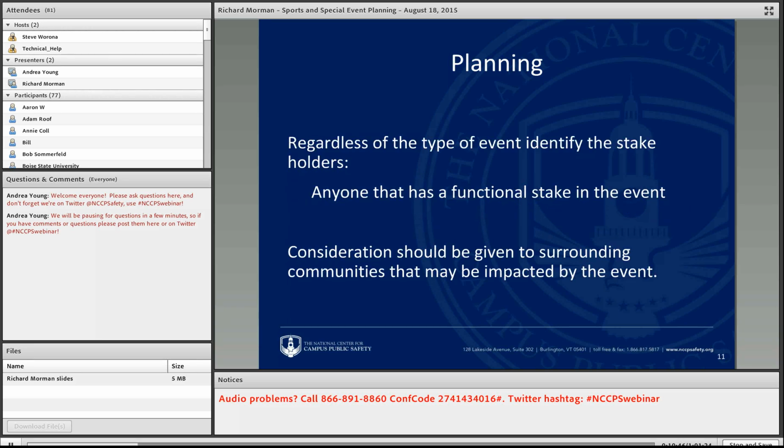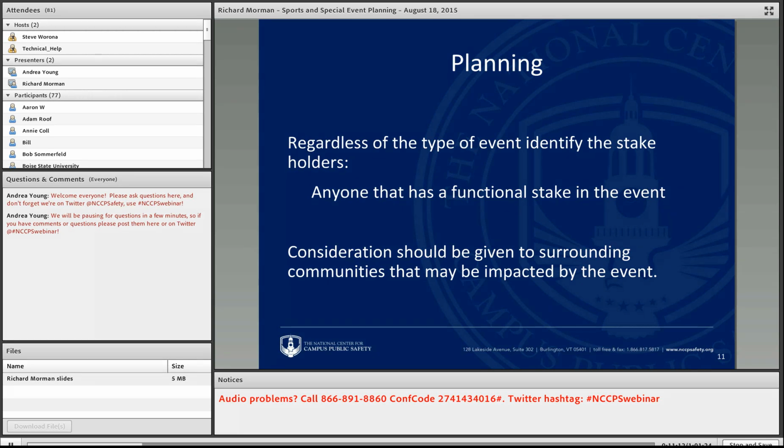So at the beginning of planning, you have to identify the stakeholders, and regardless if this is a collegiate sports event, maybe a community parade, a rock concert, a high school event, the sponsor or those that are really responsible for hosting the event, it's on them to bring together those responsible for public safety in the community. Also included on the planning team should be any agency that has a functional stake in the event.